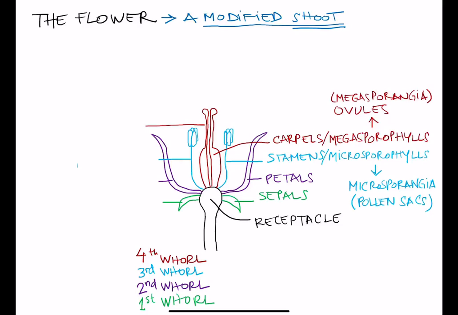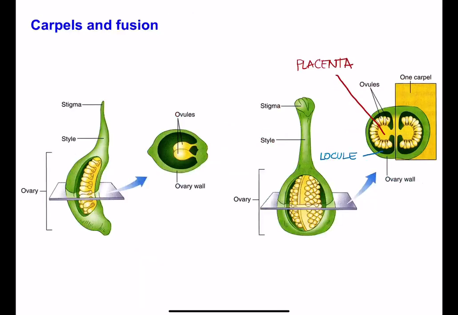And then carpels, on the other hand, they're really highly modified megasporophylls because they're bearing megasporangia, namely the megasporangia which have ovules inside of them, or an ovule, rather, inside of them. Excuse me. So the carpels are where kind of all of the really exciting stuff happens because these are what develop into the fruits.